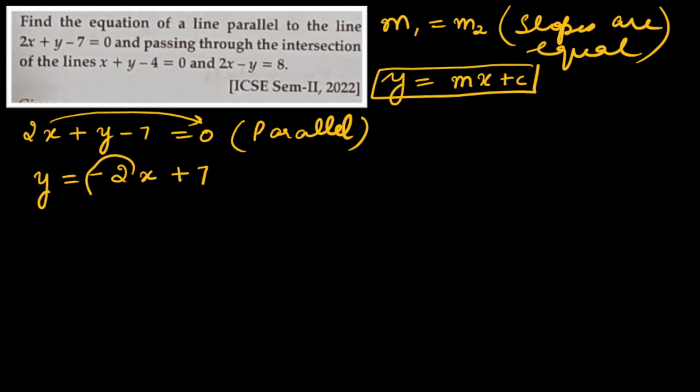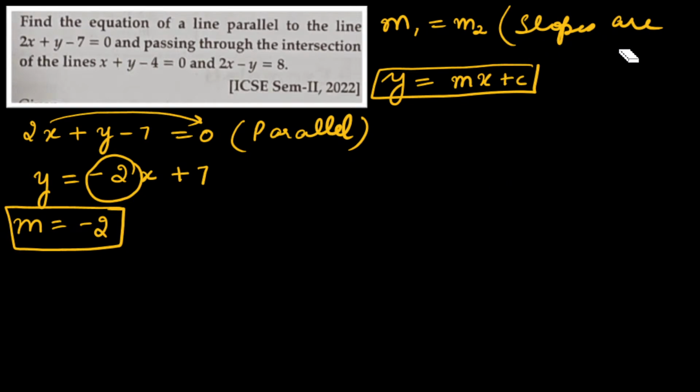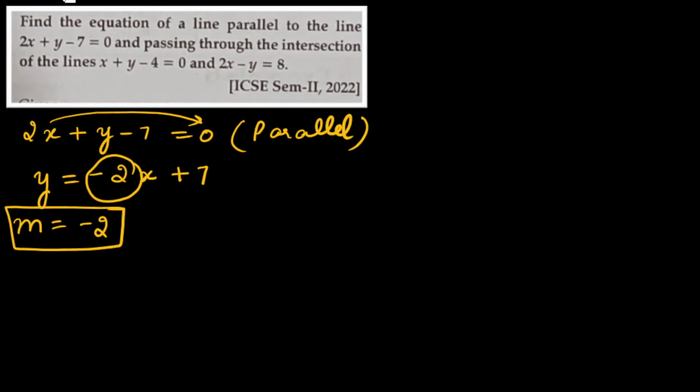The coefficient of x is the slope. So what's the slope of this line? Slope of this line we can see is minus 2. And if any line is parallel to this line, that line's slope is also equal to minus 2. So we have found the slope.